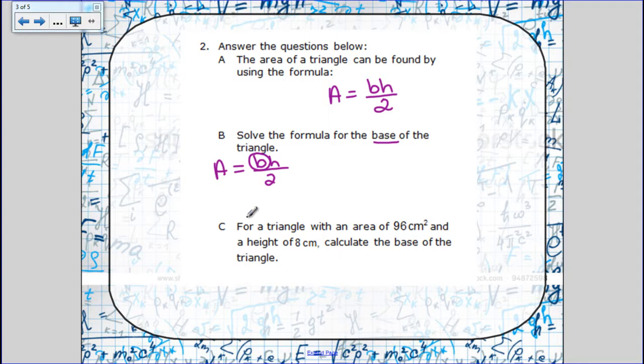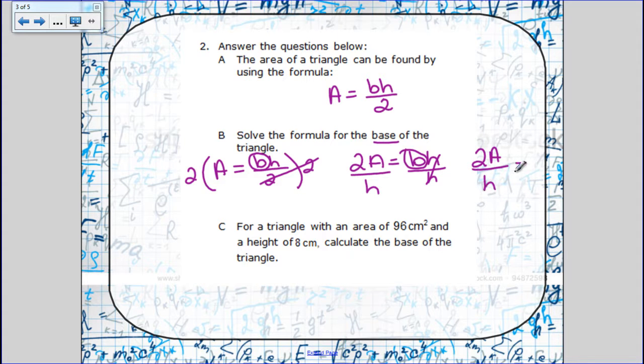So I've got to undo everything else. The operations happening with the base here are that it's being multiplied by the height and divided by 2. So the first thing I need to do is get rid of this divide by 2 because it is in the denominator. It will make things easier. So I'll multiply by 2. Now I have 2a is equal to base times height, and I still want the base by itself. So I have to undo this multiplication by doing division by h. And so my final answer is 2a divided by h gives me the base.